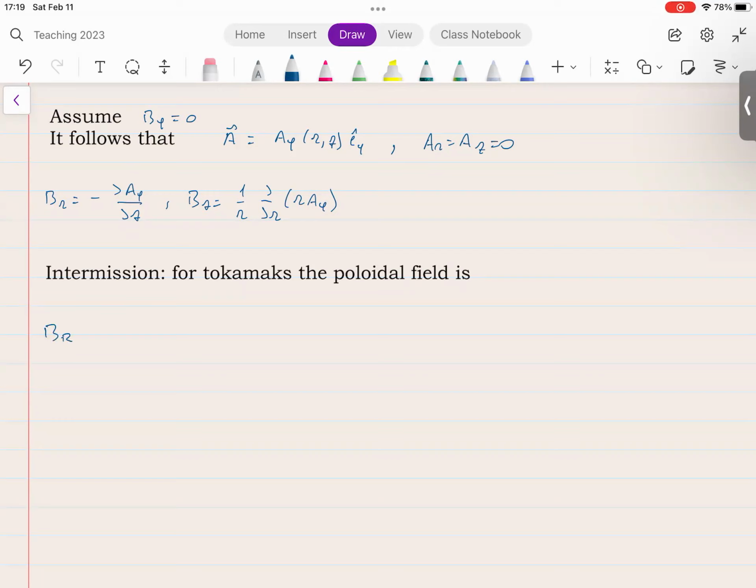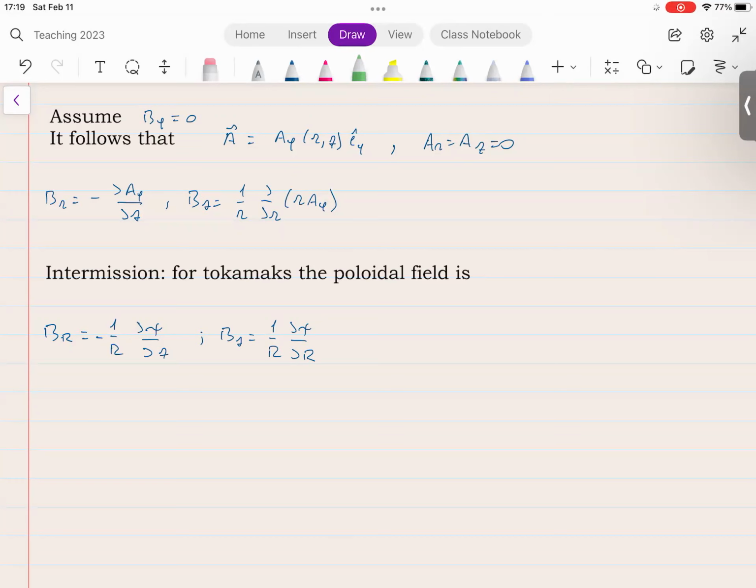B_R, major R, I think I should make a plot of the geometry. So let me do that in a moment. It is going to be equal to minus 1 over R dpsi dz. B_z is equal to 1 over R dpsi dr. Okay.